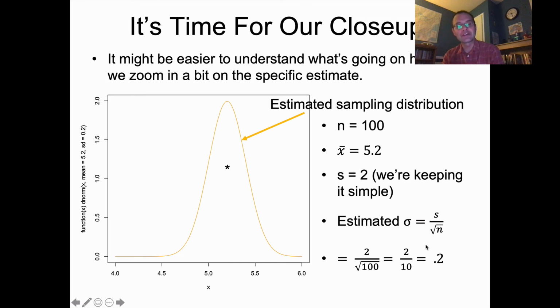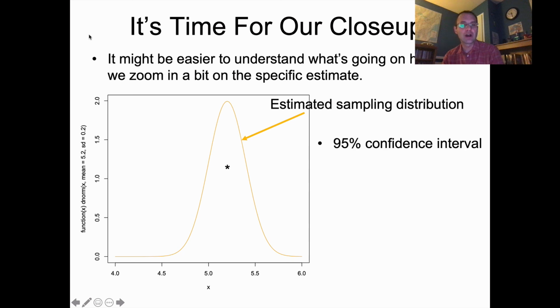Just keep in mind that it could be a little bit different. And then in fact, if n were to change, like if n got bigger, this number would go smaller. And then if n were smaller, then this number would be bigger, so on and so forth. But right now, we'll just say our standard error is 0.2. That's our guess for what's going on here.